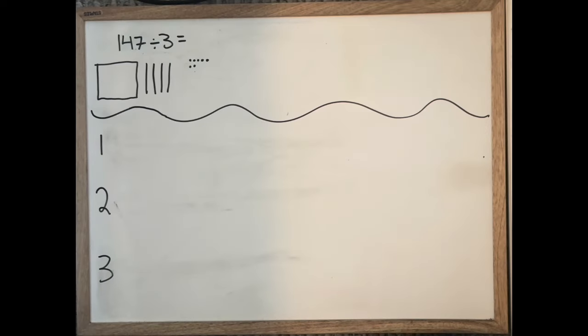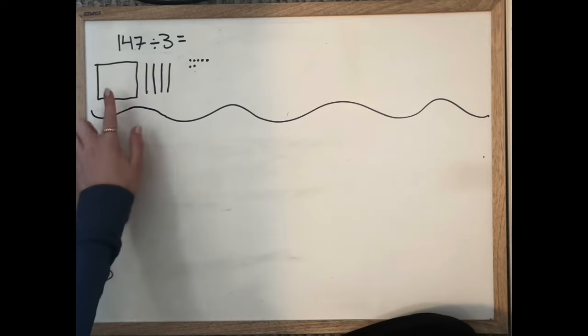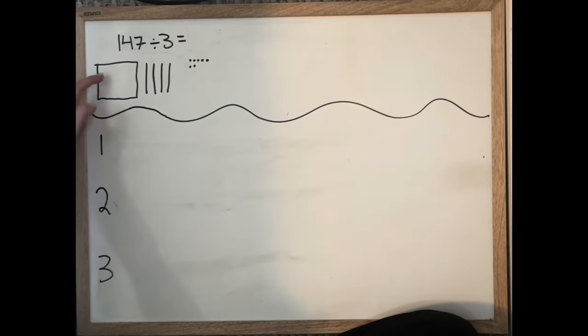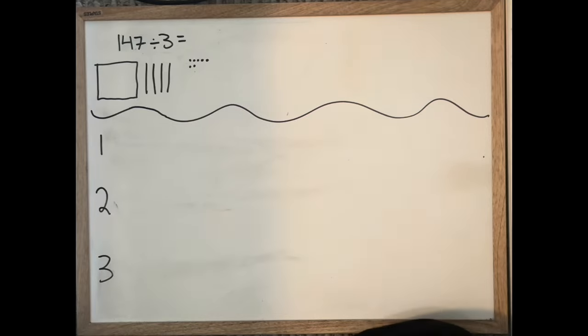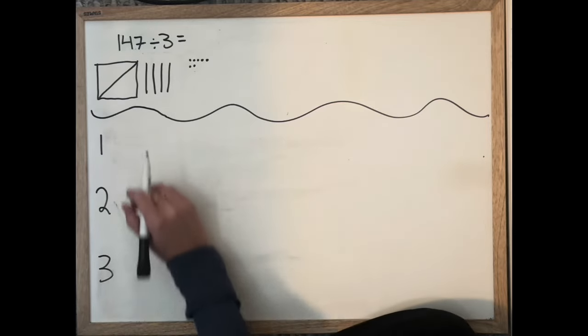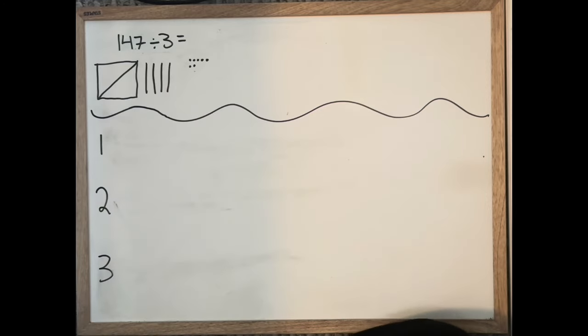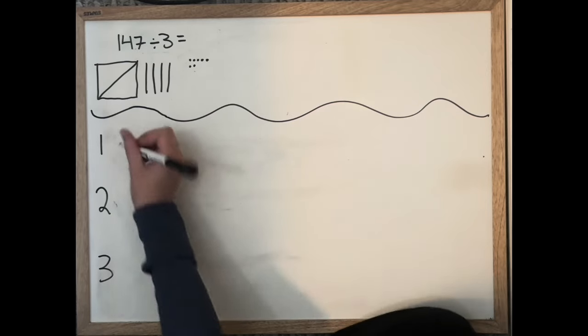Okay, so next we will be discussing our equation and representing it pictorially. So here I have 147 divided by 3. I have 1 flat, 4 rods, and 7 units, giving me 147. Now to begin, I know that I am going to have to exchange my 1 flat for 10 rods, because 10 and 10 makes a flat, or 10 and 10 makes 100. Distributing my 10 rods from my flat and my 4 rods from my equation, giving me 14 rods.